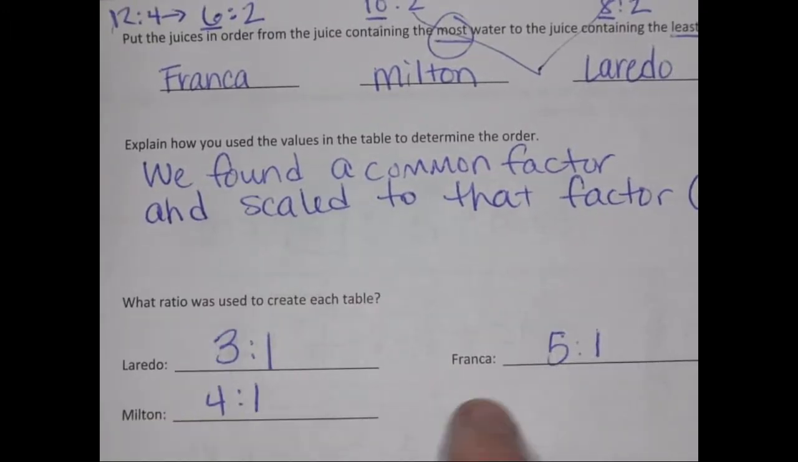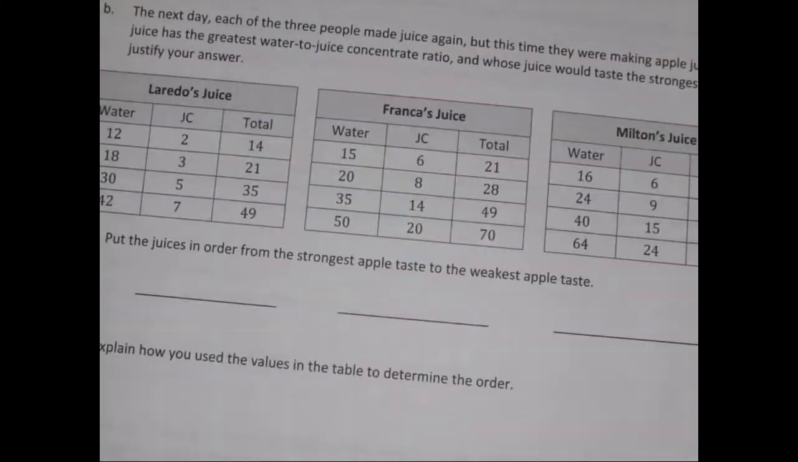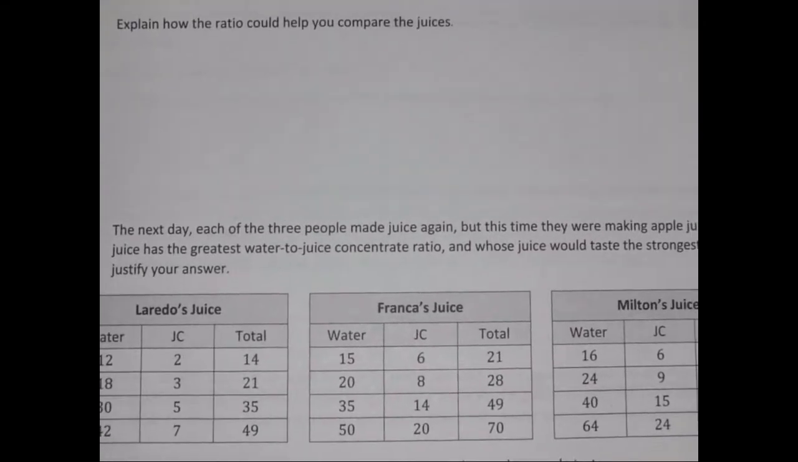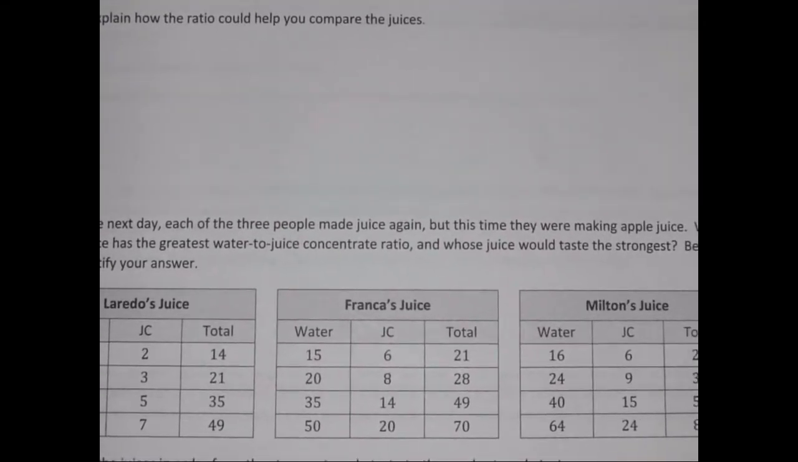So if we have these ratios, the next part on page 51 says, explain how that ratio that you found for each table could help you compare the juices. Turn and talk with your partner for 10 seconds. How do we use the ratios to compare the juices? Go ahead.